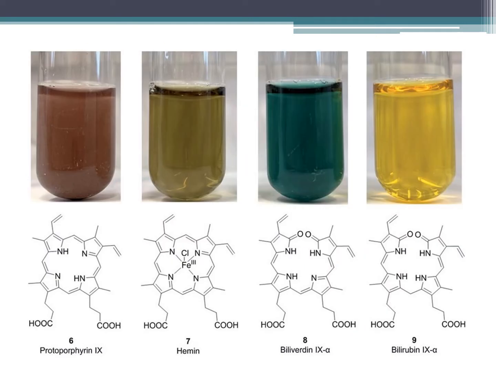These are the colors of the degradation of heme. After the heme has been degraded, what do we get? Protoporphyrin IX. What is this? This is hemin, biliverdin, and bilirubin.